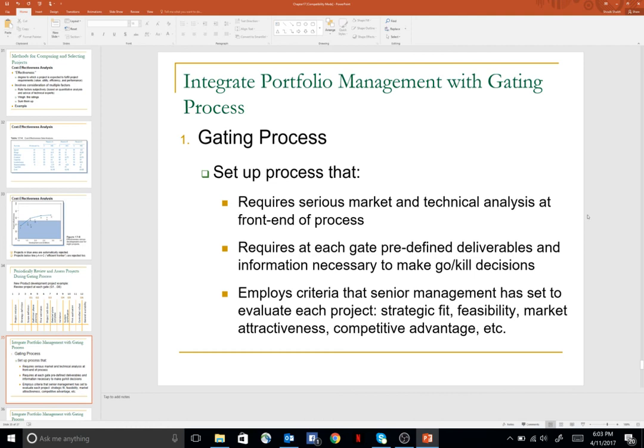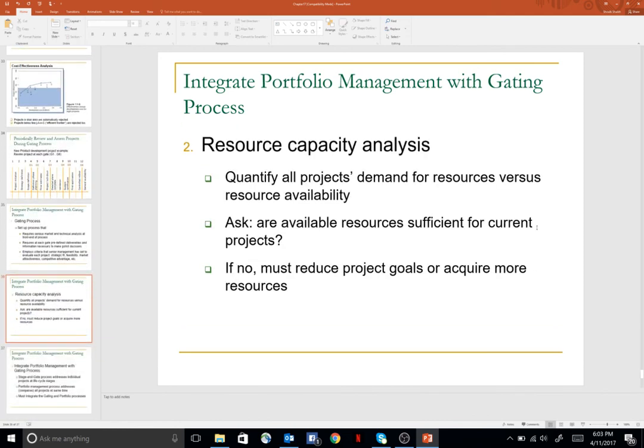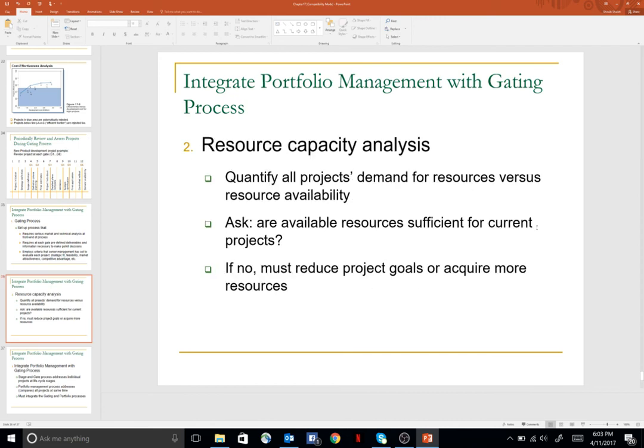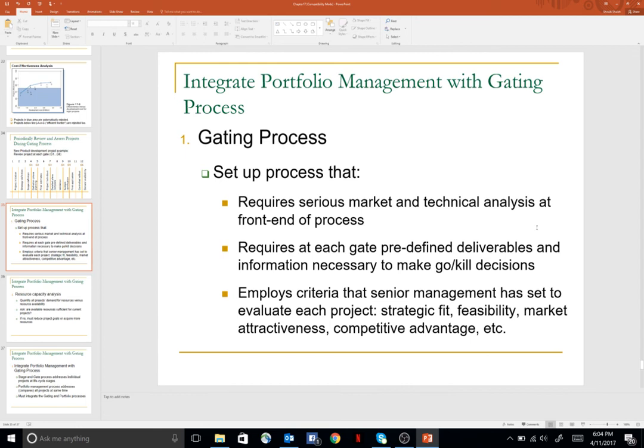And lastly, I just wanted to sum up by talking about the gating process. Once again, in order to understand gating, it really requires in-depth knowledge. So this is why we incorporate a lot of the stakeholders of the project who have in-depth knowledge. Understanding resource capacity analysis. Once again, does the organization have the sufficient resources to complete the project, but to complete it successfully? Okay. And then obviously we integrate the gating process with the overall portfolio management. So that leads me to the end of the discussion.